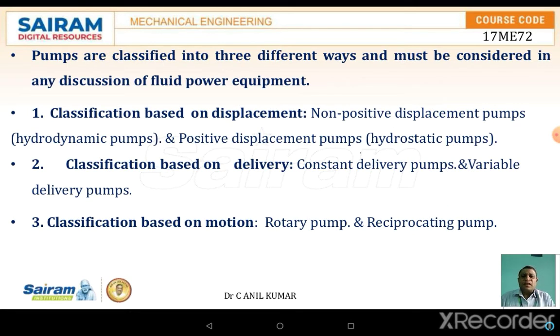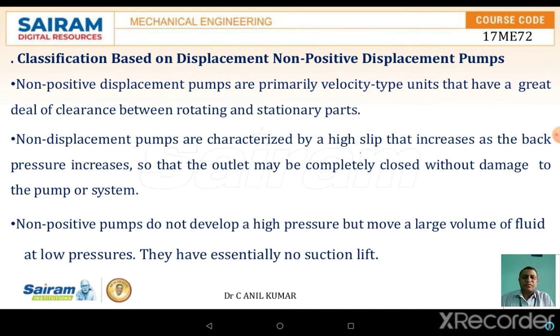Now, in these slides, we are discussing the classification of the pumps. The classification of the pumps is done in three different ways. The first classification is based on the displacement, and there are two types: positive displacement and non-positive displacement. The second classification is based on the deliveries: variable delivery pumps and fixed or constant delivery pumps. The third classification is based on the motion, either rotary pumps or reciprocating pumps.